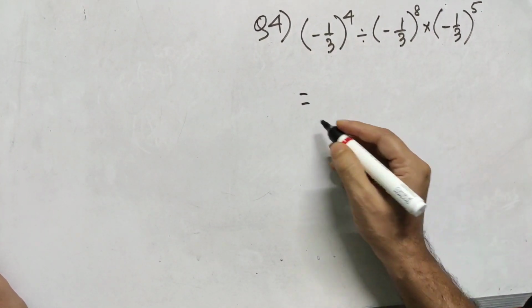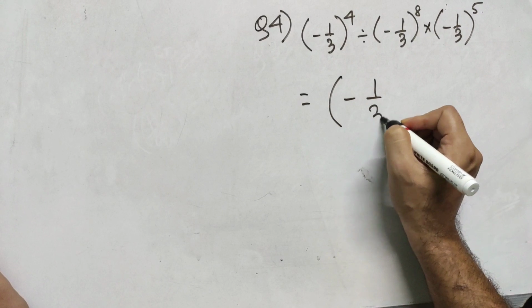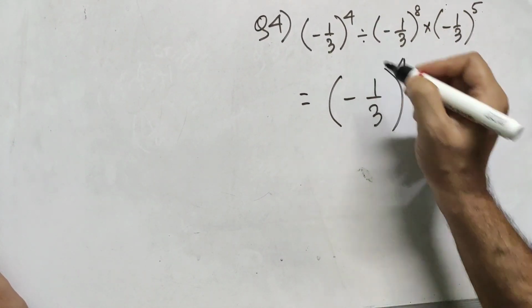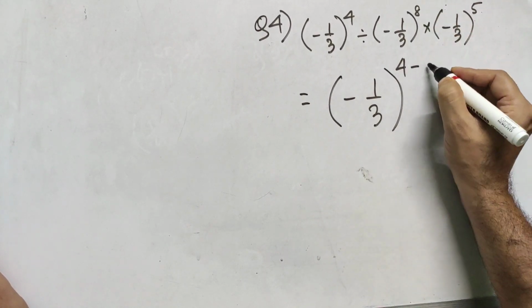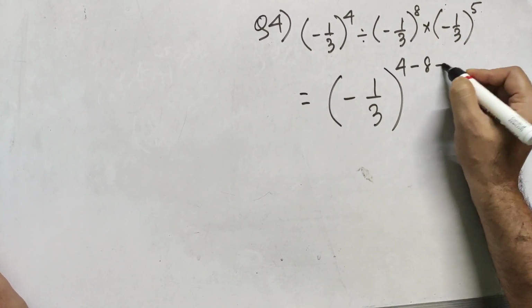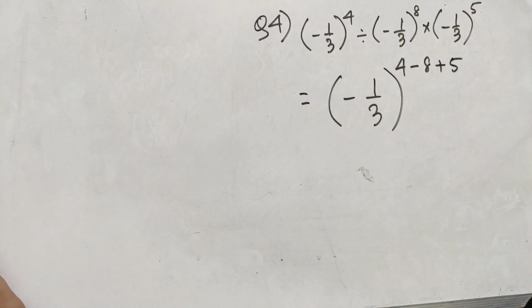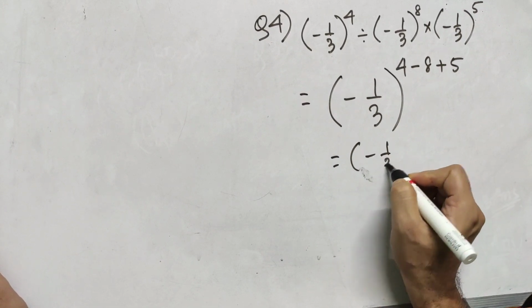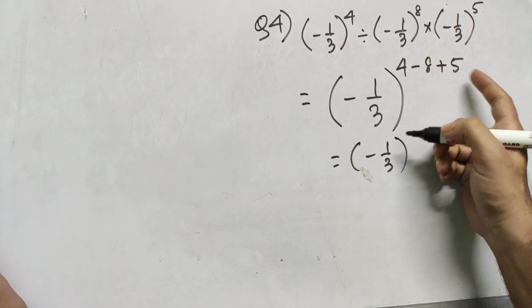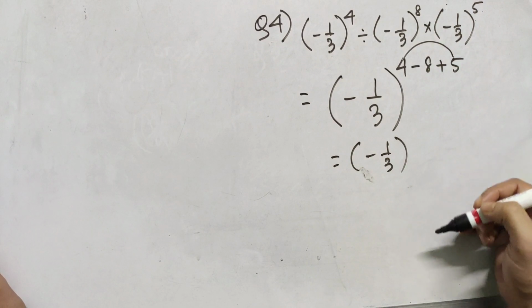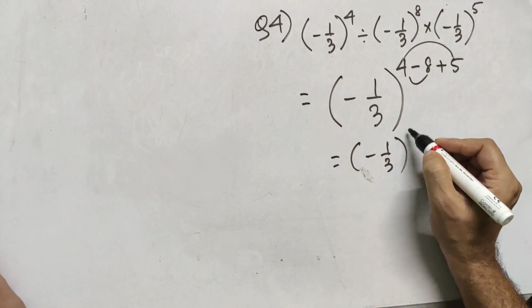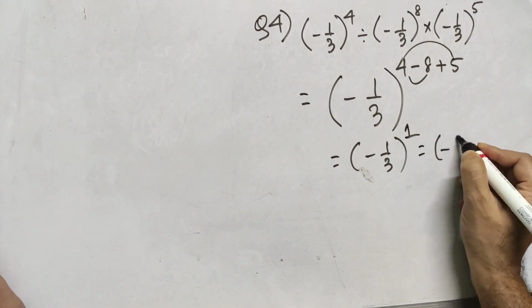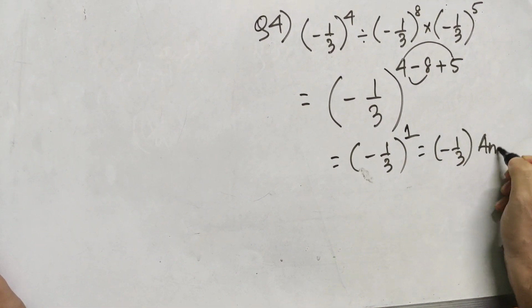Base same, let's write minus 1 by 3. To the power 4, division sign, that means minus 8, multiplication sign, that means plus 5. That's it. We have done it. So minus 1 by 3 to the power 4 minus 8 plus 5, or you can do 5 plus 4, which is 9. 9 minus 8, that means we have 1. Is it clear? So finally the answer becomes minus 1 by 3. This is your final answer.